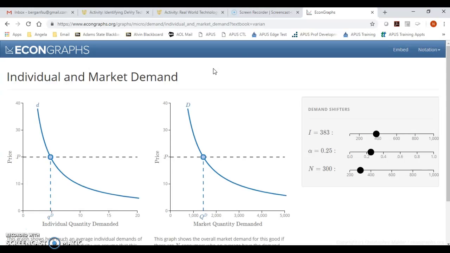A static graph is a graph that doesn't change. You read it in the book, you look at the information, but this is where it's critical, because this is where students start to see things happening right in front of them. And I think that's very important to look at.